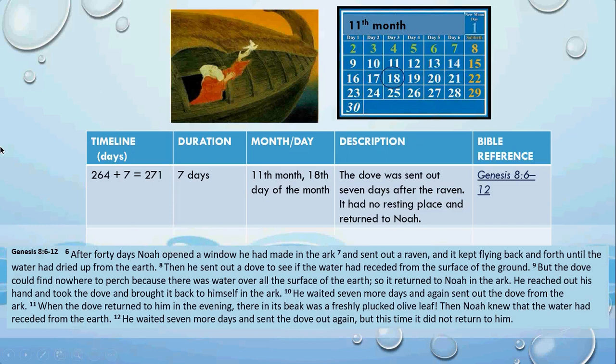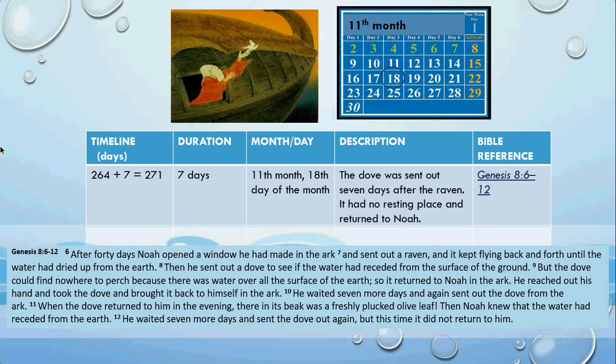After 40 days, Noah opened a window he had made in the ark and sent out a raven, and it kept flying back and forth until the water had dried up from the earth. Then he sent out a dove to see if the water had receded from the surface of the ground. But the dove could find nowhere to perch because there was water over all the surface of the earth. And so it returned to Noah in the ark, and he reached out his hand and took the dove and brought it back to himself in the ark.